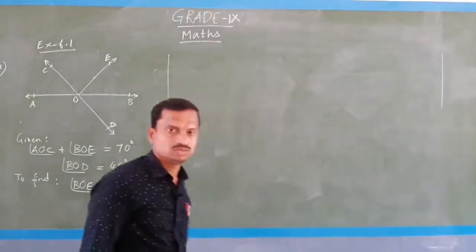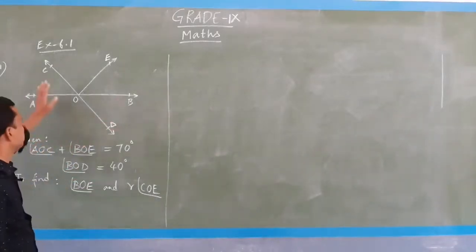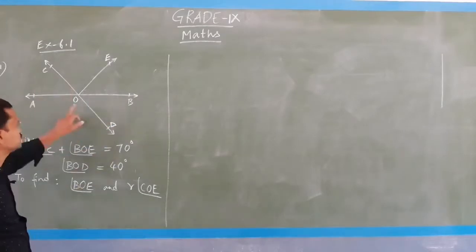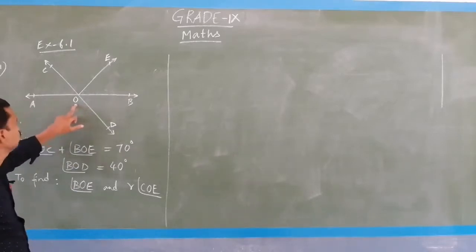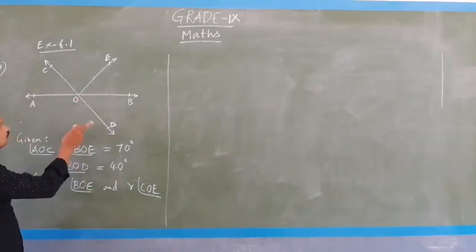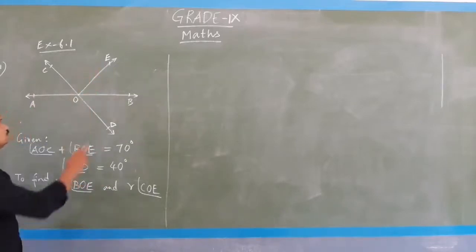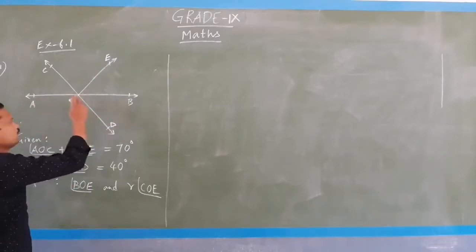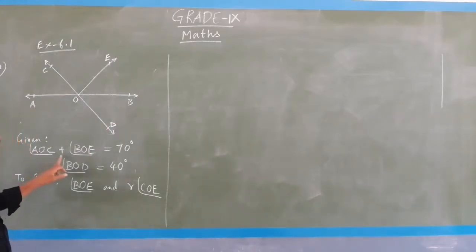Now coming to exercise 6.1, the first sum. AB and CD are two lines that intersect at O. The diagram is there. So, the two lines intersect at O and this OE is the ray which stands on CD. The line CD, OE is the ray standing on it, and AB is a line, the same OE stands on it, like that we can take. Yes or no?